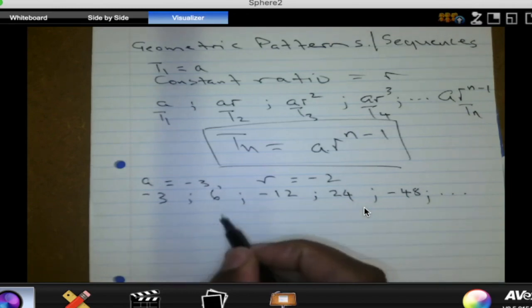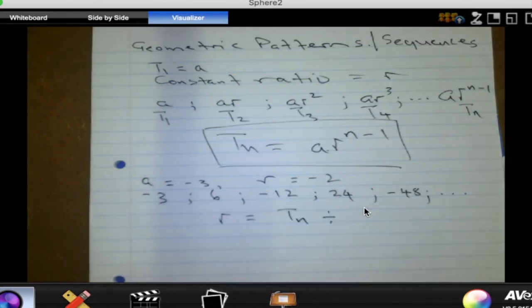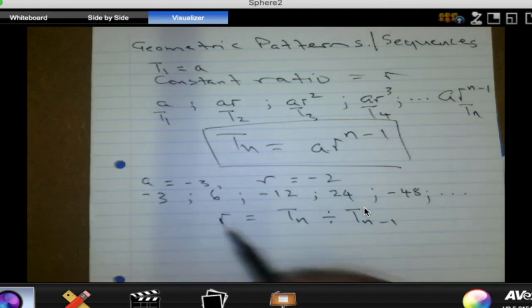And the formula for finding constant ratio, what would you divide Tn by in order to get R? Like here we divided T2 by T1. You could divide T3 by T2. You could divide T4 by T3. So in general, you are dividing Tn by Tn minus 1, right? Okay, so this is the method for finding this.